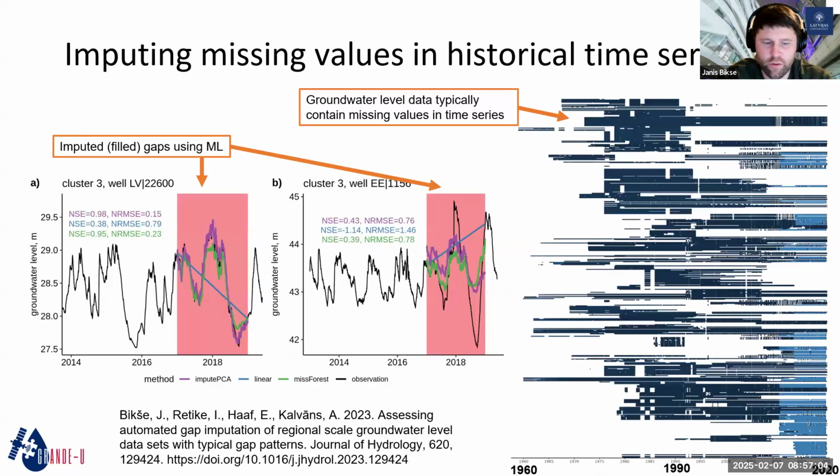Then there is this example of how we can impute or fill missing values in our dataset. This is a paper written by me and my colleagues, using a Latvian groundwater level time series dataset. I will use a laser pointer. Each horizontal line is a groundwater well, and we can see that from the 1960s up to 2020 there are gaps, some missing values, and in some cases missing values in multiple wells at once.